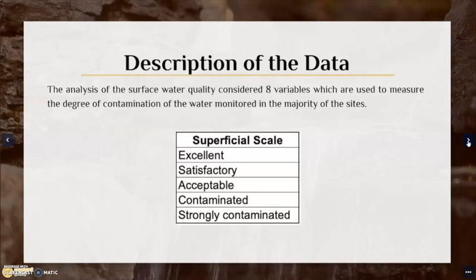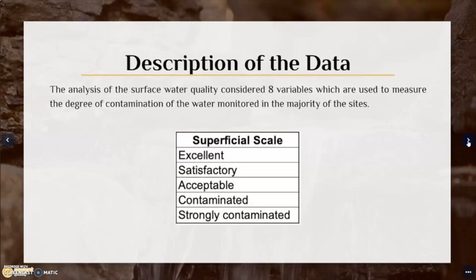For the description of the data, we are focusing on the analysis of the surface water quality, and we considered 8 variables which are used to measure the degree of contamination of the water monitored in the majority of the sites. CONAGUA has a criteria for the monitoring sites that indicates the quality of the water following a superficial scale with different parameters regarding each variable separately. The superficial scale chooses excellent, satisfactory, acceptable, contaminated, or strongly contaminated.